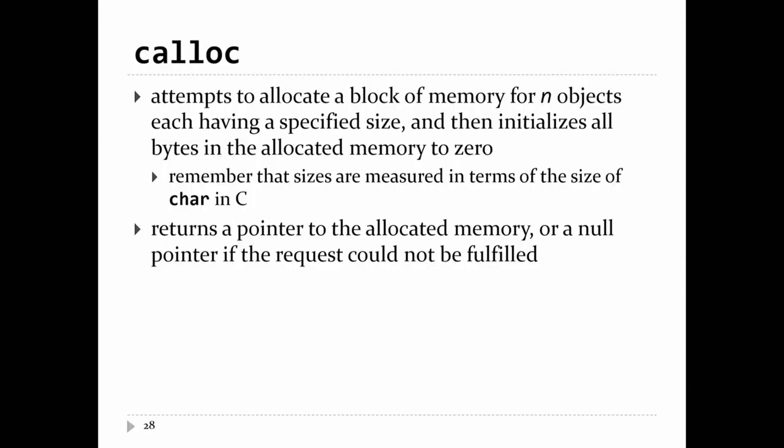All right, so malloc's pretty straightforward to use. You just have to remember it doesn't initialize the memory. If you want to initialize memory to all zeros, that's what calloc is for. Unfortunately, the way you call calloc is different than the way you call malloc. So calloc attempts to allocate a block of memory for n objects, each having a specified size. So the interface to calloc is different than the one for malloc.